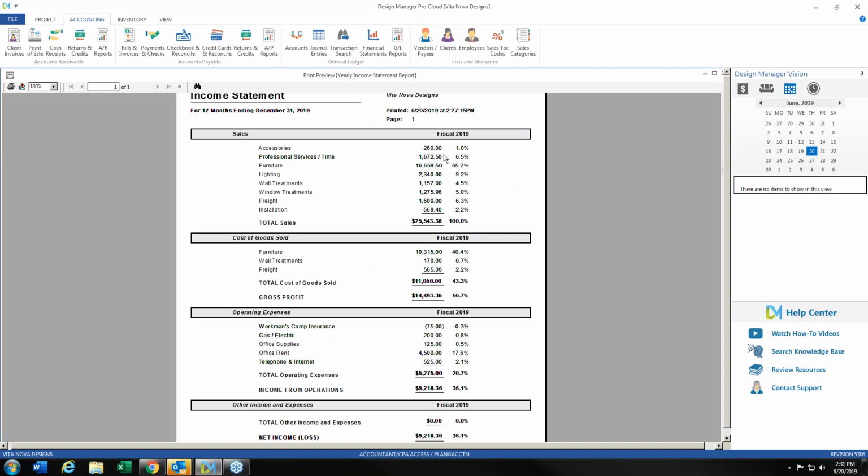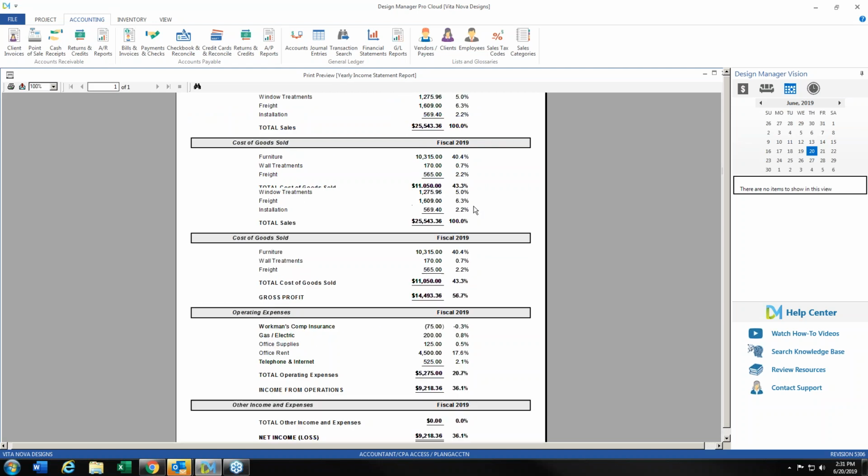So you can see that everything is broken down. This number, your gross sales, is the amount of money that has come into the business from customers, and how much you've earned before you had to spend any money. Okay, and then cost of goods sold.